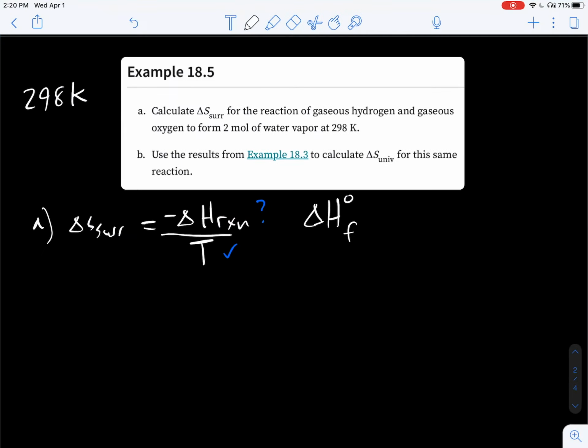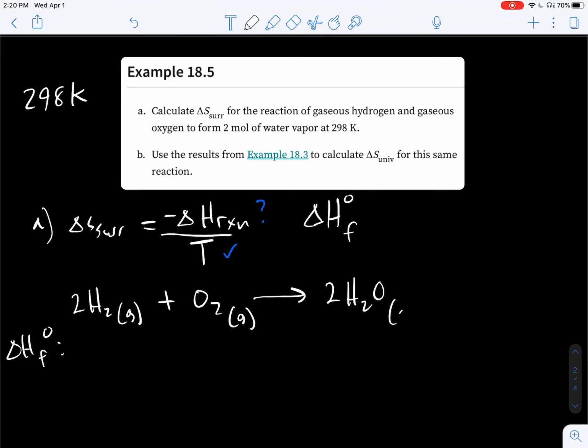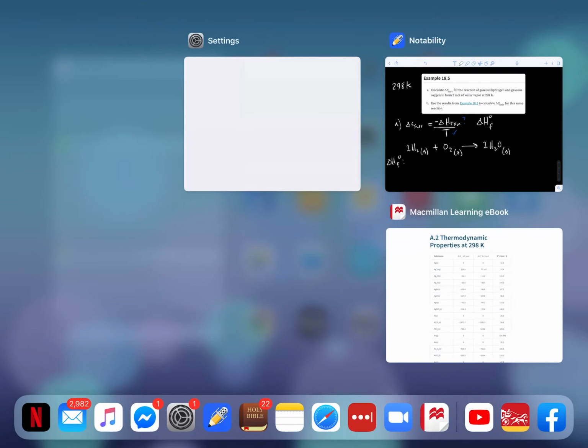So what is my reaction first? Well, it's like we did in example 18.3. This was 2 H2 gas plus O2 gas, going to 2 moles of H2O, vapor, gas, important. I need standard delta H of formation values for all these compounds. So let's look those up.